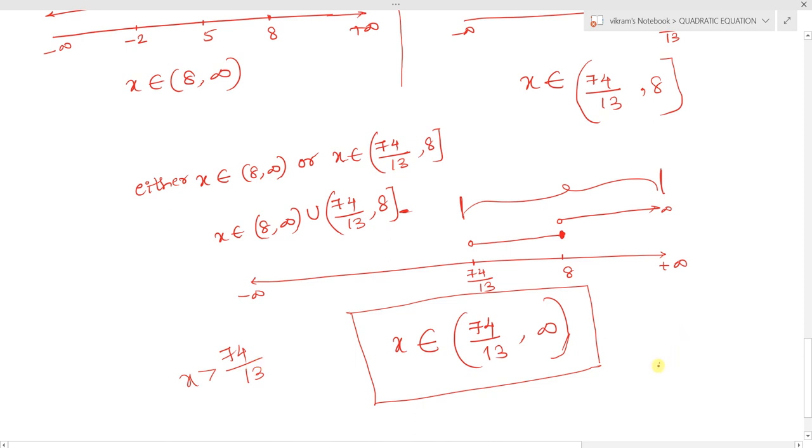So I think you understand how the wavy curve method is used to find the solutions of inequalities, and how to solve these types of inequalities using the wavy curve method. Okay, thank you.